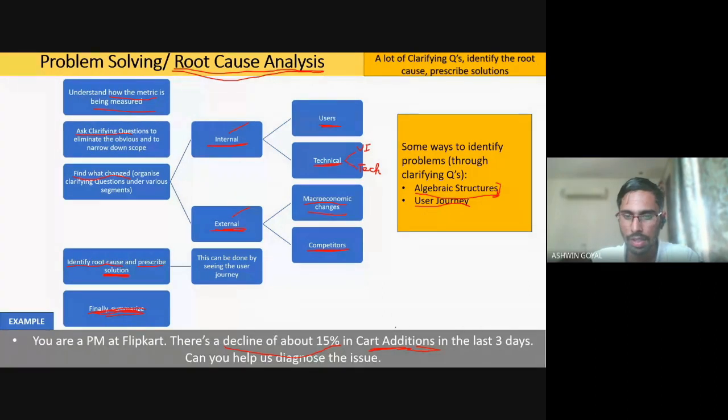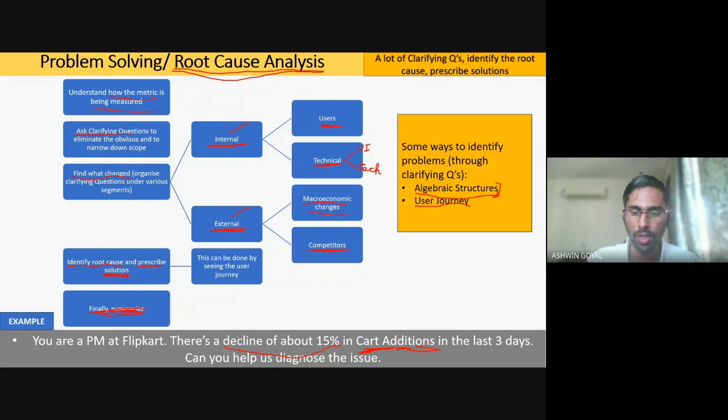So when I talk about decline in cart additions, it is possible that instead of going to the product details page itself, they are just dropping off before that. They are not even going to that product details page. So if you track the user journey, first the person lands on the Flipkart website and then searches for a product, scrolls the list of products, then opens a particular product details page, and then clicks on the add to cart button. So that is an entire journey, and the user might drop off at any step of the user journey, right? So you need to understand that user journey as well.